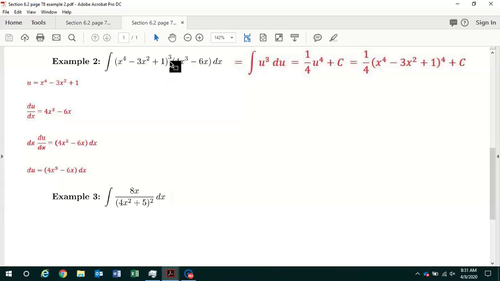So what's inside the parentheses is equal to u. So this raised to the 3rd power is equal to u cubed. And then (4x cubed minus 6x) dx is equal to du.